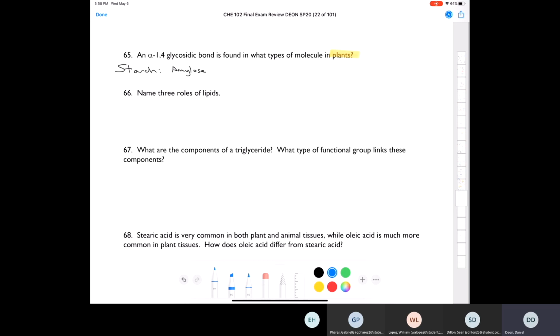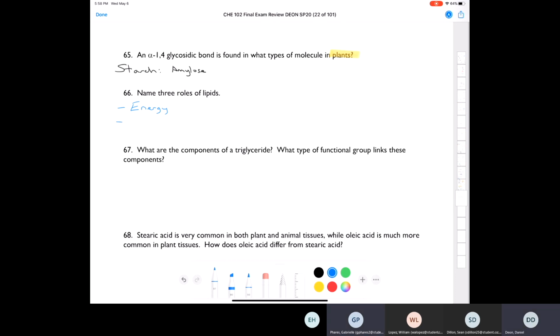It just says, name 3 roles of lipids. Can anybody come up with any kind of role that lipids play? And don't say something like tasty food, think in terms of biochemistry. I put down energy storage and energy source. I'd say, yeah, energy, right? We'll just put that down. Both are perfect, yeah.